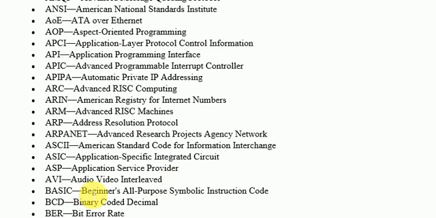Then BASIC is one type of language, and the full form of BASIC is Beginners All Purpose Symbolic Instruction Code. Then BCD stands for Binary Coded Decimal. The most important thing about BCD is that it contains only 0 to 9, not 10. Each decimal number is coded in the form of binary, that's why it's called binary coded decimal. I will talk about BCD and other number systems in our next lecture.